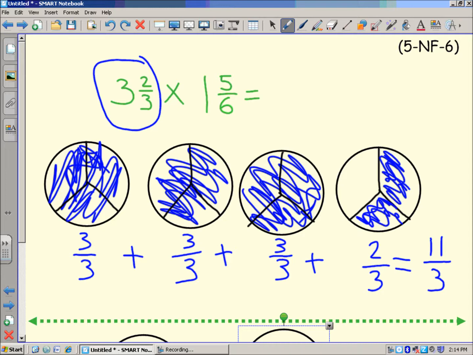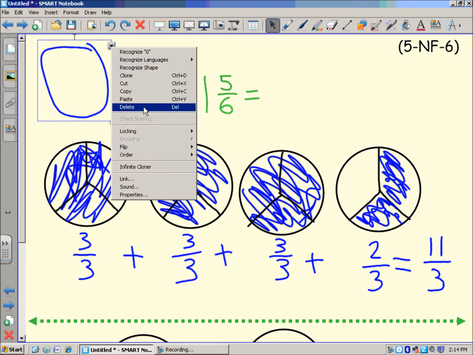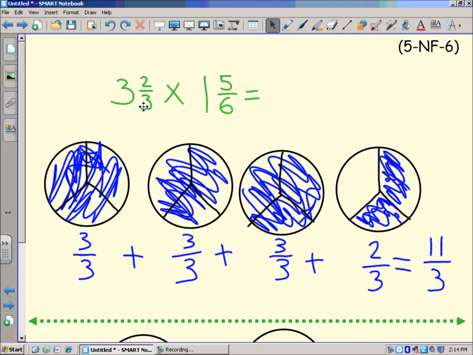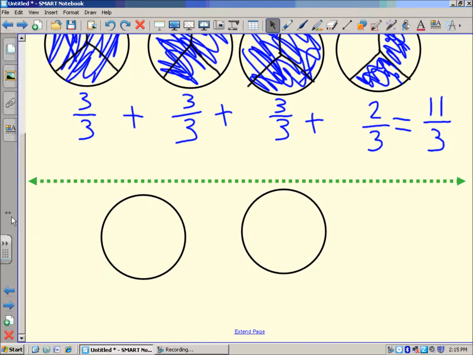So instead of 2/3, I'm sorry, 2 and 2/3, we've got a mixed number that we can work with, and that would be 11 thirds. So let's move this around a little bit. And now, okay, 11 thirds. Now we'll have to multiply it by 1 and 5/6, and we'll change that to an improper fraction.